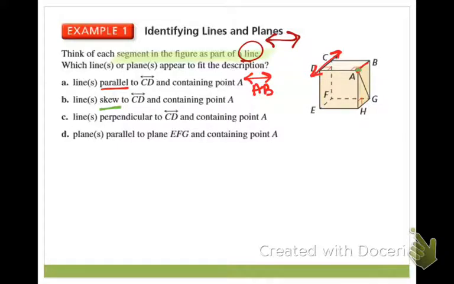Skew. So CD is a part of the top of the box, and it's a part of the side of the box. So we can't name any of these sides because they'd be on the same plane as CD. So what other line could we name that contains point A? AH, and then there's one more actually. And AG. So AH and then AG.